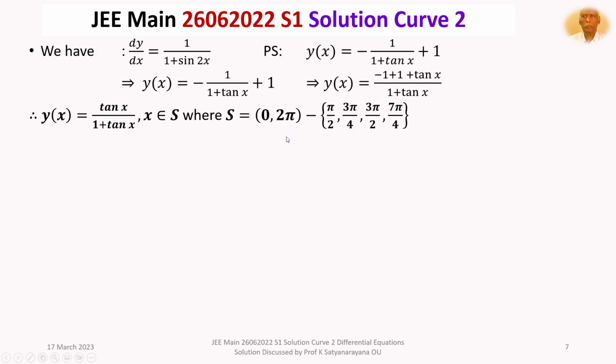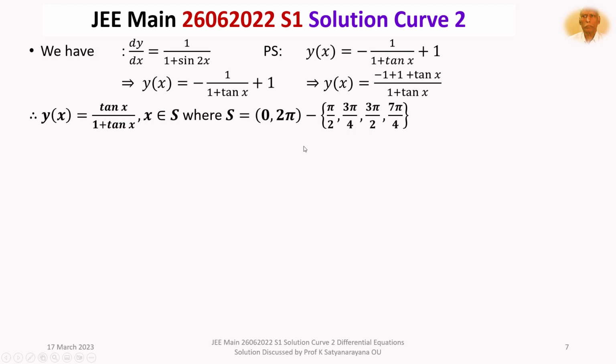In the beginning, the student will get a doubt why these 4 elements are taken out from the open interval. And the reason is, in this solution, 1 plus tan x becomes 0 for the x values that it takes these 4 values. At these 4 values of x, 1 plus tan x becomes 0 and thereby the solution doesn't exist at these points. Therefore, these points are eliminated and thus our solution exists and it is meaningful.